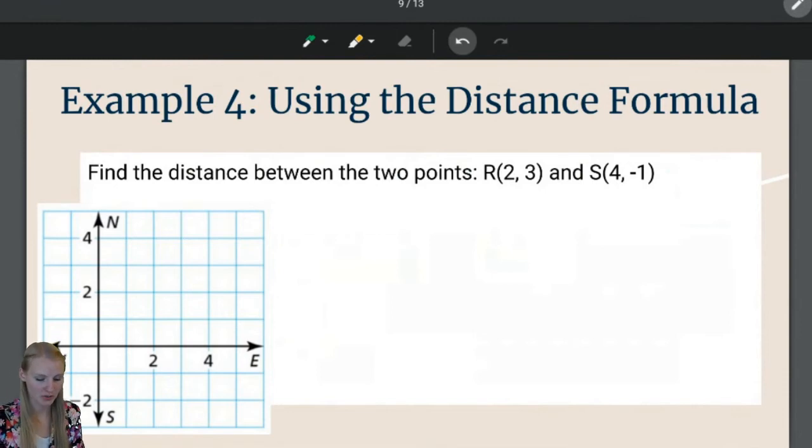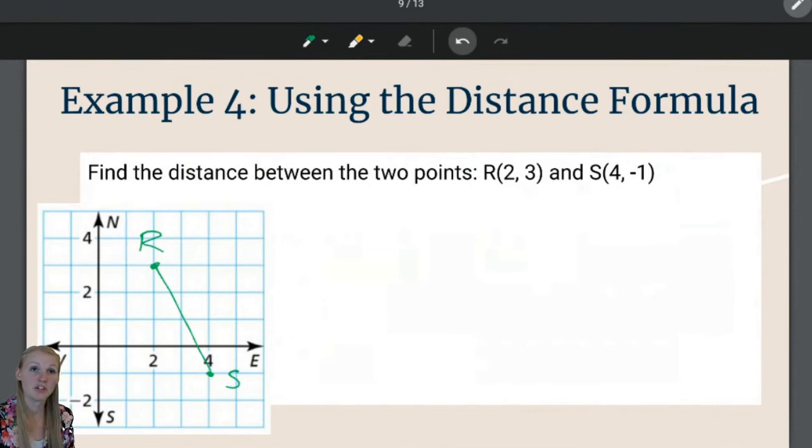So let's jump right into it. Find the distance between the 2 points, R and S. Well, first, let's put them on a graph. R is at 2, 3. And S is at 4, -1. So these are our 2 points.